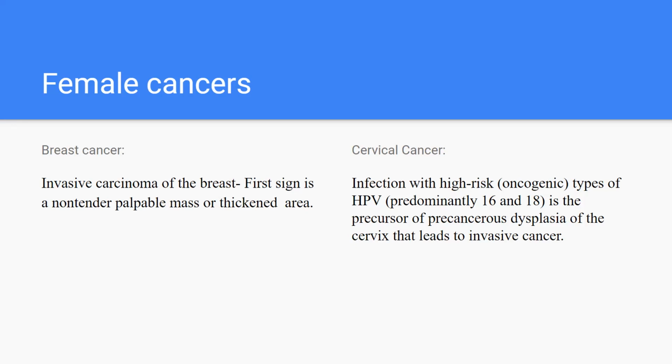HPV virus can be both these P16 and P18. Make sure you know this by heart because it is a precursor of precancerous dysplasia. You'll see that in the biopsy report after pap smear, and that indicates invasive cancer of the cervix.